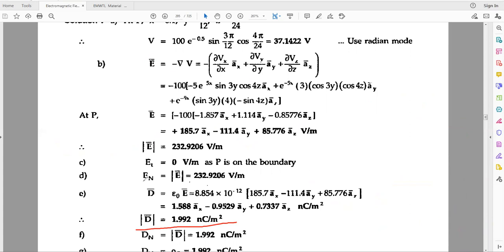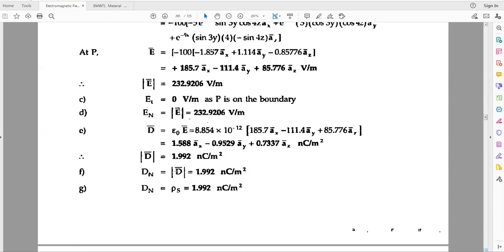And the Dn, what is the En here? The normal component of electric field is the magnitude of E bar. The normal component of electric flux is also the magnitude of D bar, that is 1.99 nanocoulomb per meter square. Okay, so we got the normal component for the electric field and the normal component for the electric flux, and the tangential component is equal to 0. Et is equal to 0 means Dt is also 0.